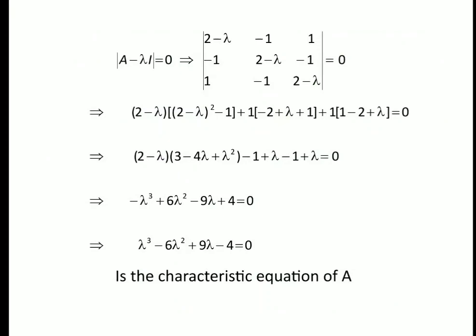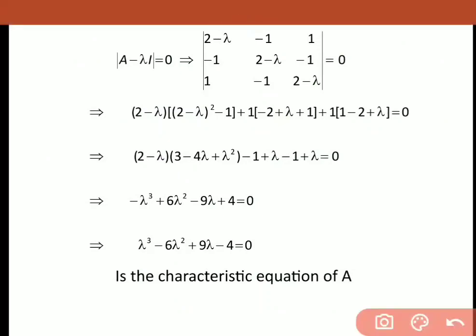The determinant of A minus lambda I equals 0 implies the determinant of 2 minus lambda, -1, 1; -1, 2 minus lambda, -1; 1, -1, 2 minus lambda is equal to 0. Expand this. First keep the first row as it is. The first element is plus, this is 2 minus lambda into, leaving this column and row, cross multiply: 2 minus lambda into 2 minus lambda is (2 minus lambda) whole square, minus of minus 1 into minus 1, it is minus 1 into minus 1 is plus 1 and this minus as it is, so you will get minus 1.